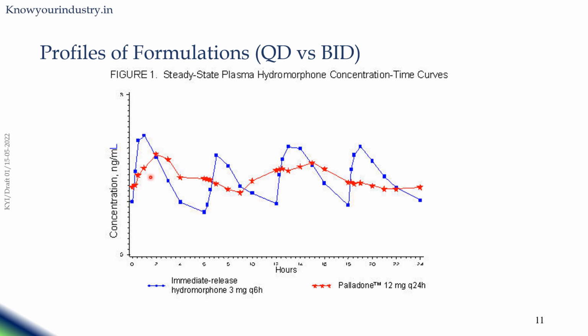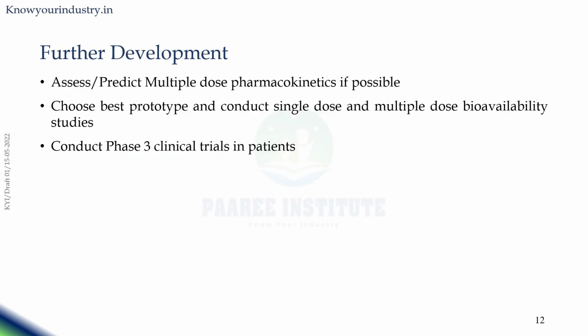But in case of the modified release formulation, it is very well maintained within the therapeutic range, and the level of fluctuation is very less with the modified release product. So this is how, at steady state, the plasma profile is ideally expected to reduce the fluctuation of the immediate release product. So once you develop the modified release product and do the pharmacokinetic evaluation primarily as a proof of concept, then you can do further development by assessing the multiple dose pharmacokinetic profile.